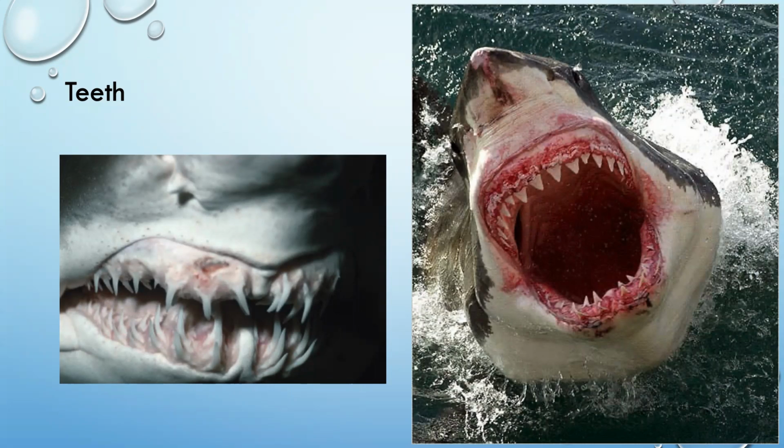And they have multiple rows of replacement teeth. They kind of grow in a little groove on the inside of the jaw, and then they just keep moving forward, almost like a conveyor belt.